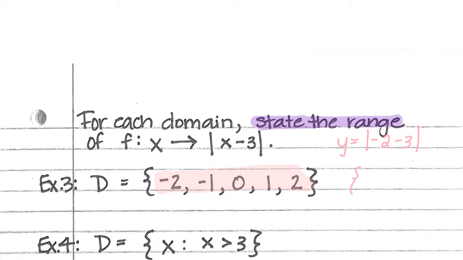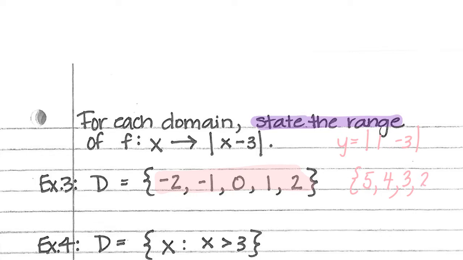Well, that will be 5, right? Because the absolute value of -5. And I'm going to use my nifty eraser here because now I'm going to put in -1 minus 3. That will be +4. Ooh, I like this. I'm going to put in 0 minus 3. That would be 3. Then I'm going to put in 1 minus 3, that's -2.